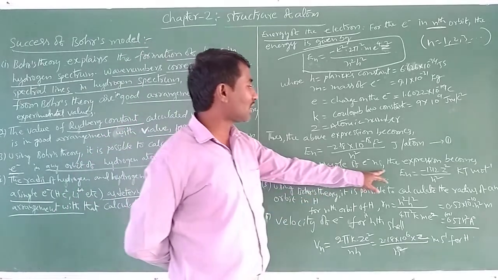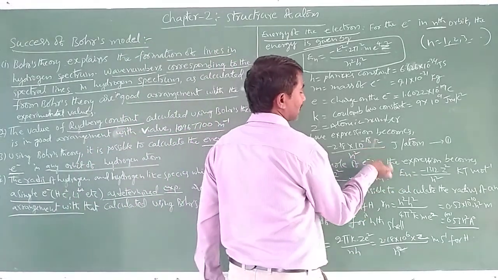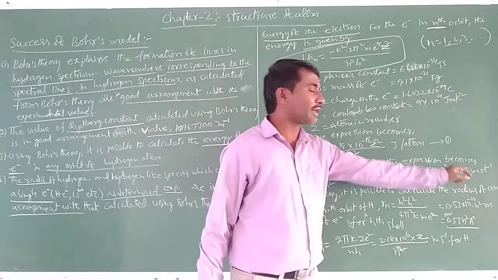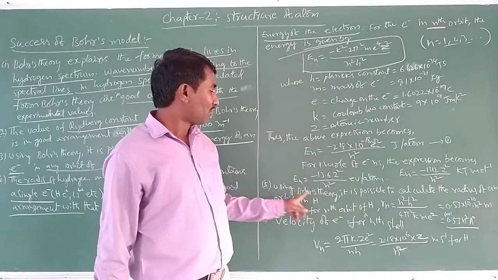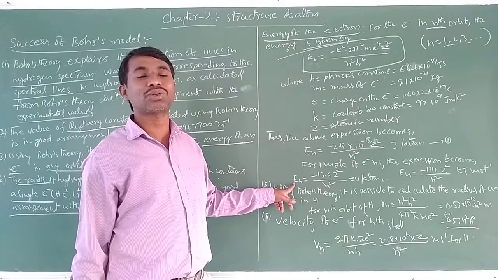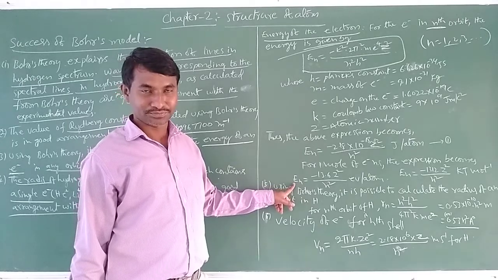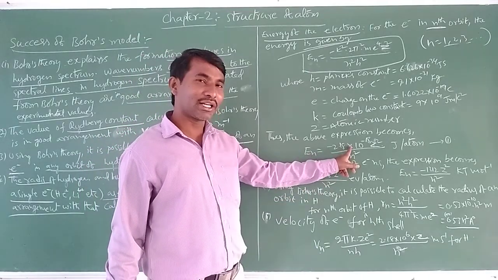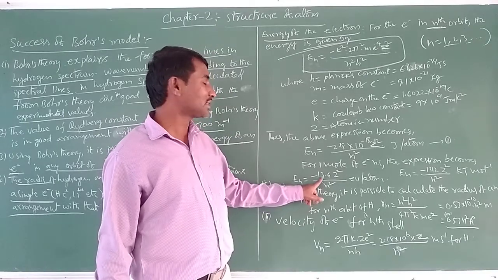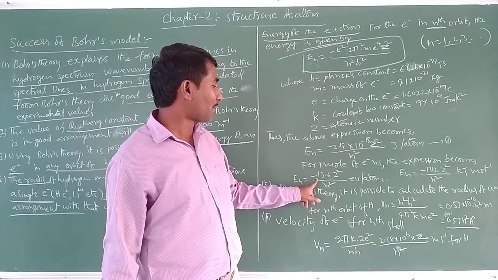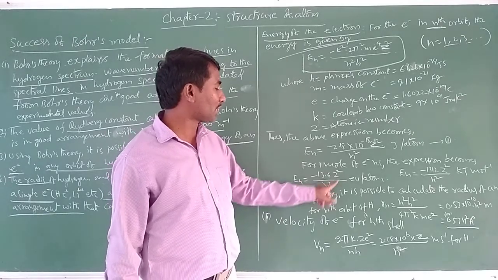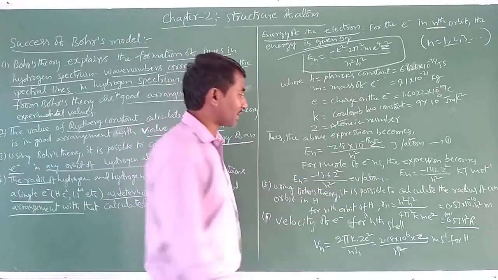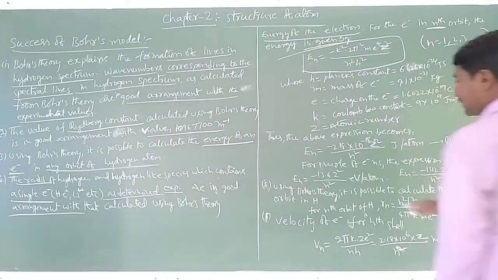Okay, so for one mole of electrons, this is also Z square. For one mole of electrons, the expression becomes: for one mole means into 6.022 into 10 power 23, that is for one mole, Avogadro number. So when calculated using that, we'll get minus 13.6 Z square by n square electron volts per atom. Electron volts per atom, and this is the value.